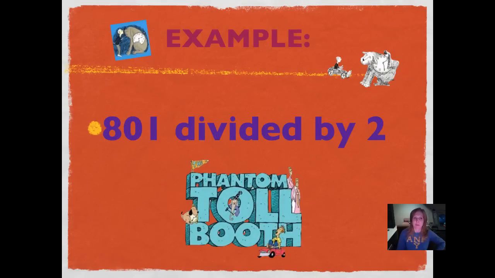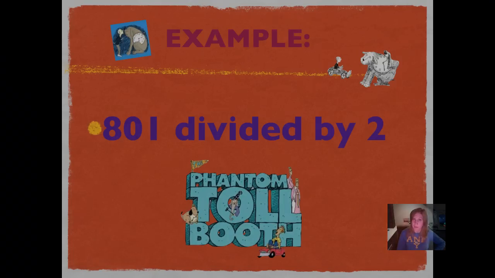Here's our example, and these are some pictures from the Phantom Tollbooth. That's a dog, that's a clock. His name's Tock. So we're going to do 801 divided by 2. Let's go ahead and see how we do that one. Remember to write down everything I write down and follow along really carefully. This is where you learn how to do it.